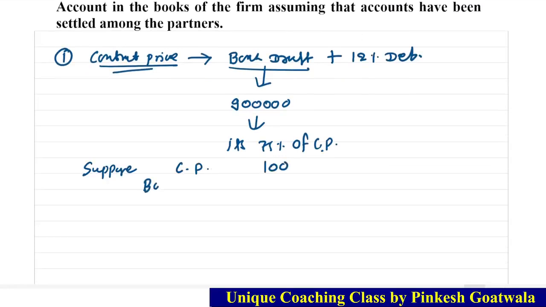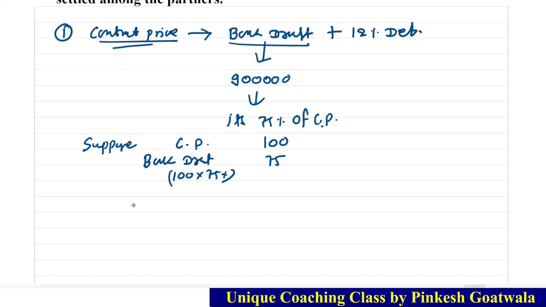Okay, so how much did we receive as bank draft? It is 75% of contract price. Okay, so now put this step. If bank draft is 75, then contract price is 100. So our actual bank draft is 9 lakh. So what will be the contract price? So you will get 12 lakh contract price.